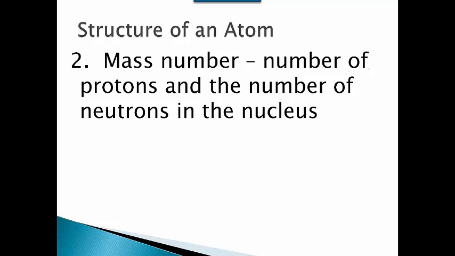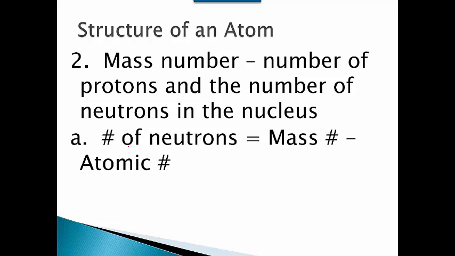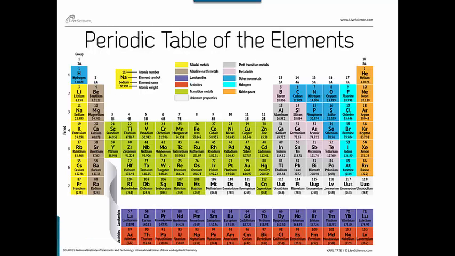But we're going to be rounding those to the nearest whole number. You can use this simple equation. If you want to find the number of neutrons, you're going to take the mass number, and you get this off of the periodic table, and you are going to subtract the atomic number. Again, you get this off of the periodic table. So you need to know how to read a periodic table so that you know where to get these numbers from.